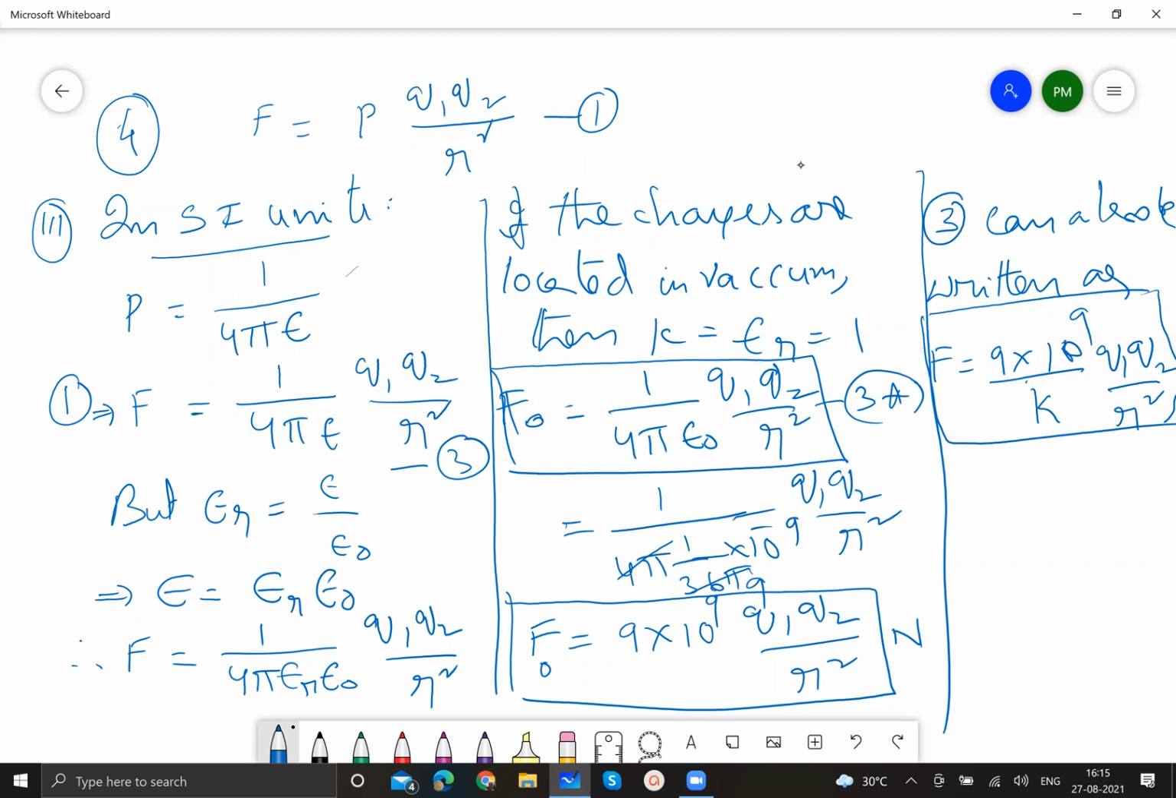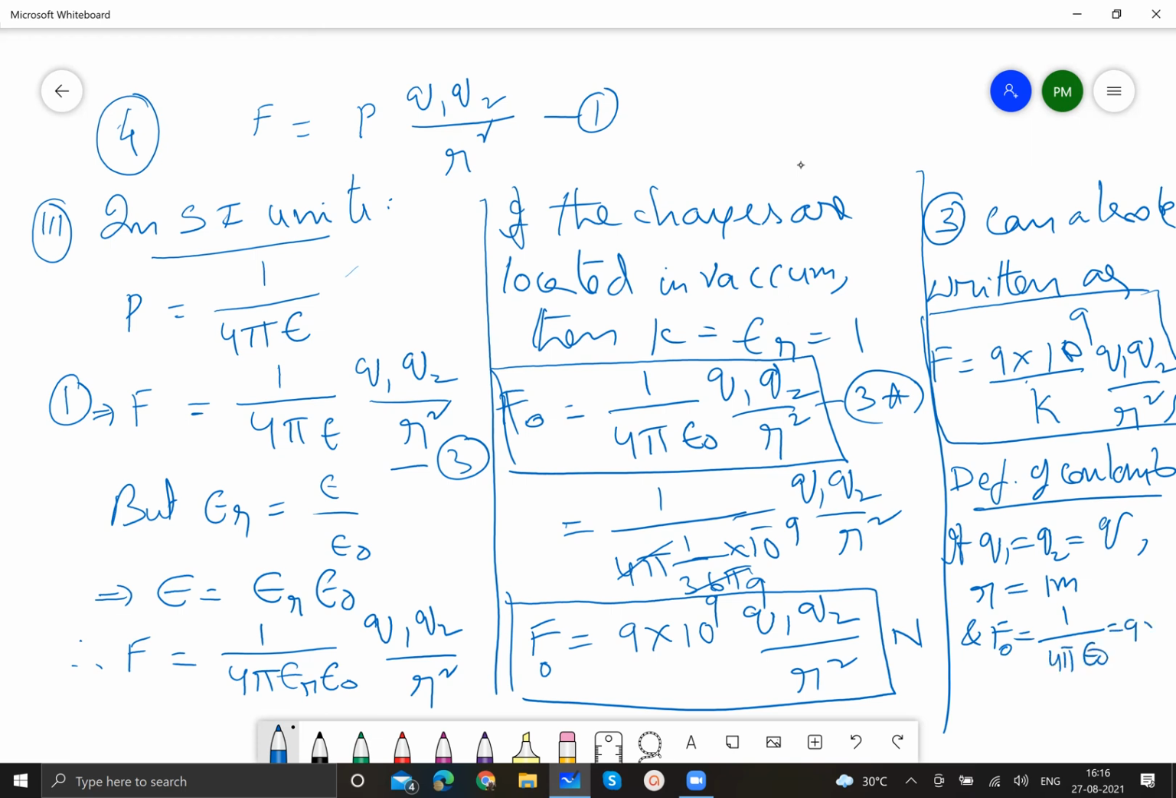Next, we'll get the definition of Coulomb. If Q1 is equal to Q2 is equal to Q, R is equal to 1 meter, and F is equal to F naught is equal to 1 by 4 pi epsilon 0. That is 9 into 10 to the power of 9 newtons. If you substitute in this, you will be getting Q is equal to 1 coulomb.